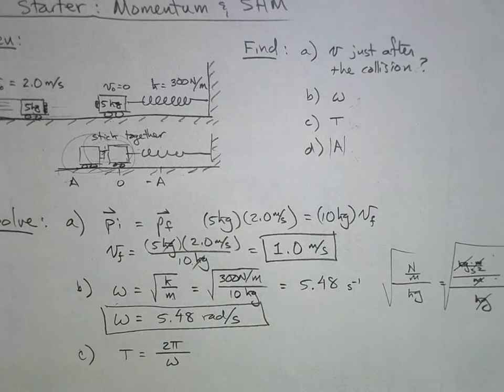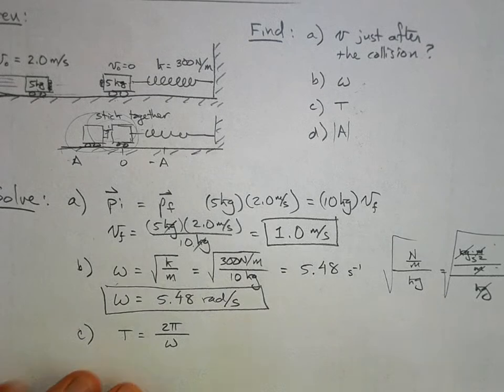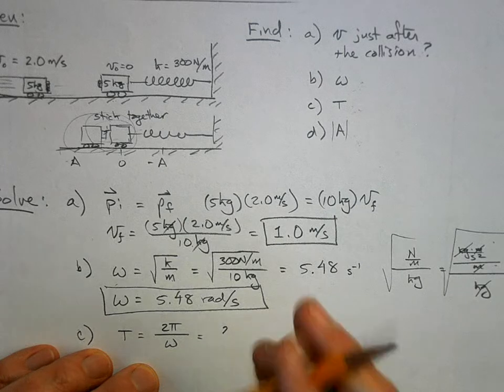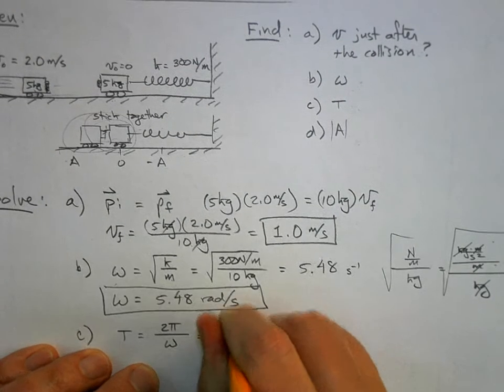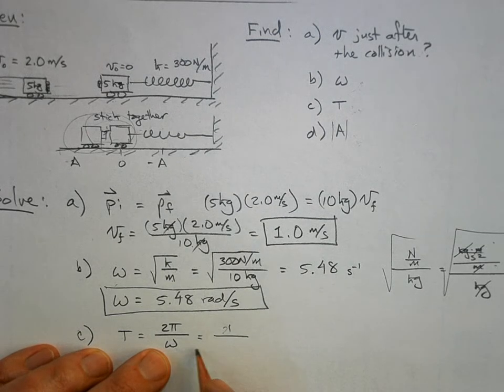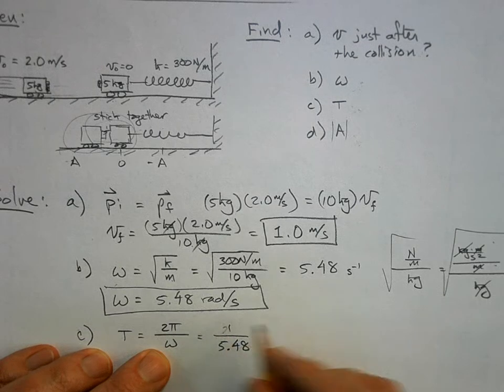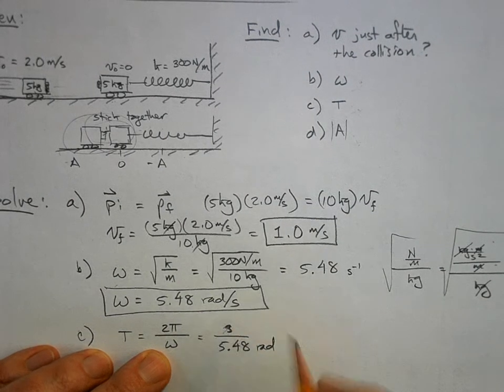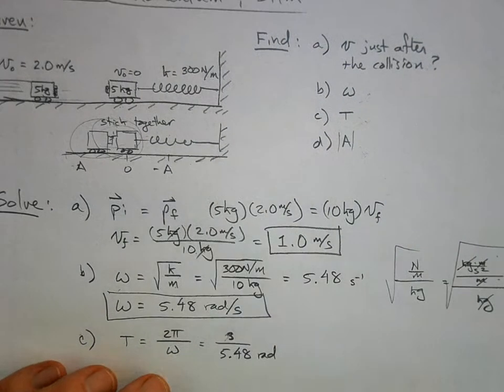It's 2 pi over omega, and you should know that. You should memorize that or put that on your equation list. Now, here's why. Well, what have we got? We've got omega, so that's 1 over, and what is this going to be? This is going to be 5.48 radians per second. See, the seconds are now up on the top.